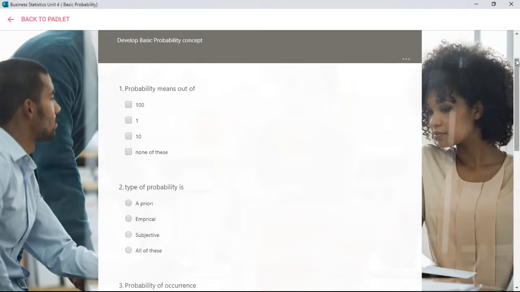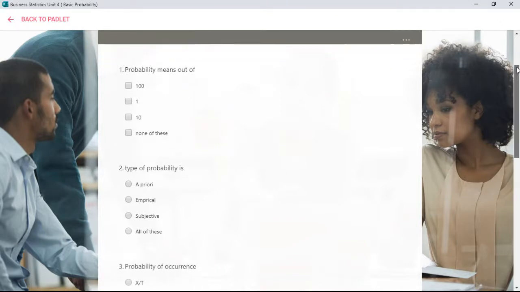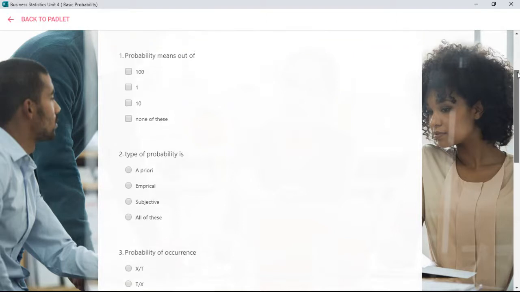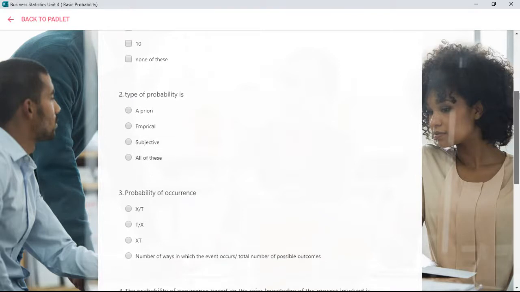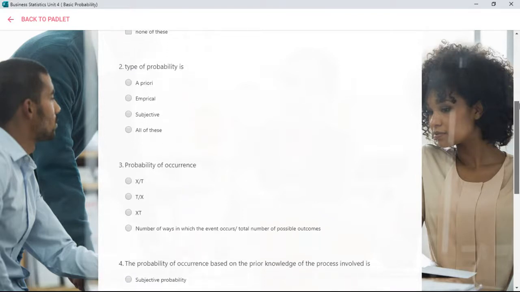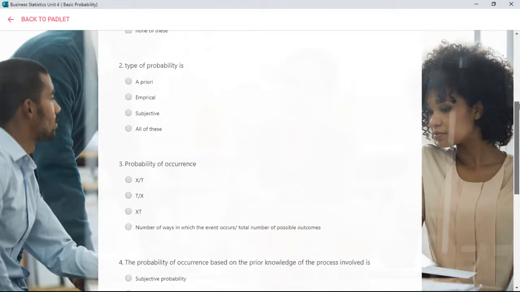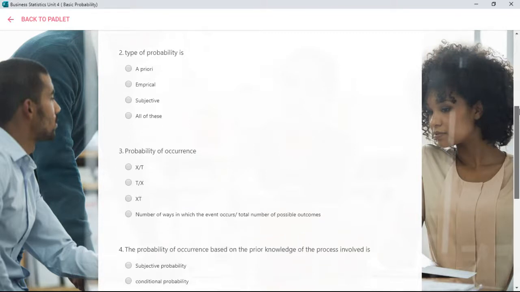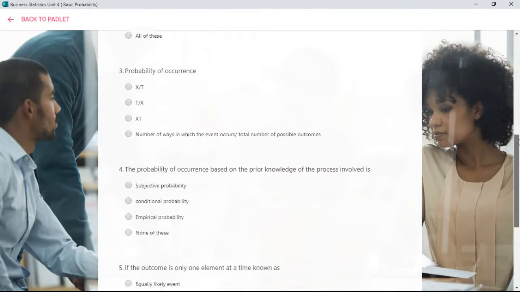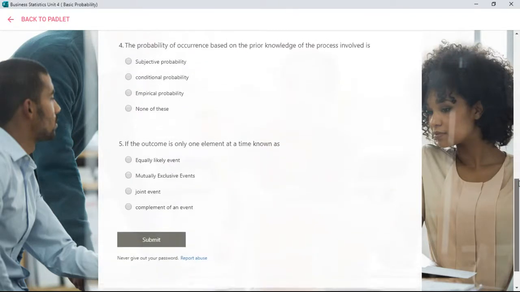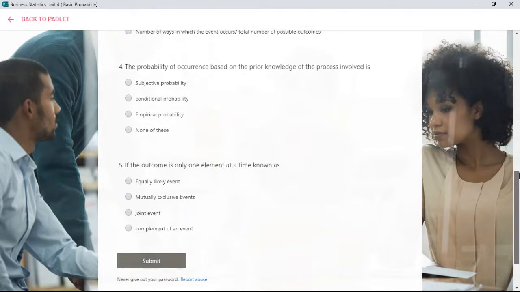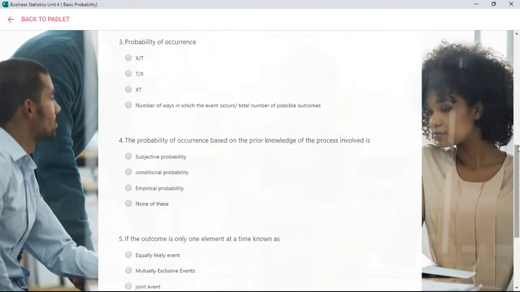What are the types of probability? Prior, empirical, subjective, all of these. Which one is the correct answer? All of you click. Probability of the occurrence, that you can say, is the number of ways in which the event occurs divided by the total number of possible outcomes. What is the answer? We have given here 5 questions. All of you please go through all 5 questions and answer all of them. This quiz is given to you. Before this quiz, all of you please do.